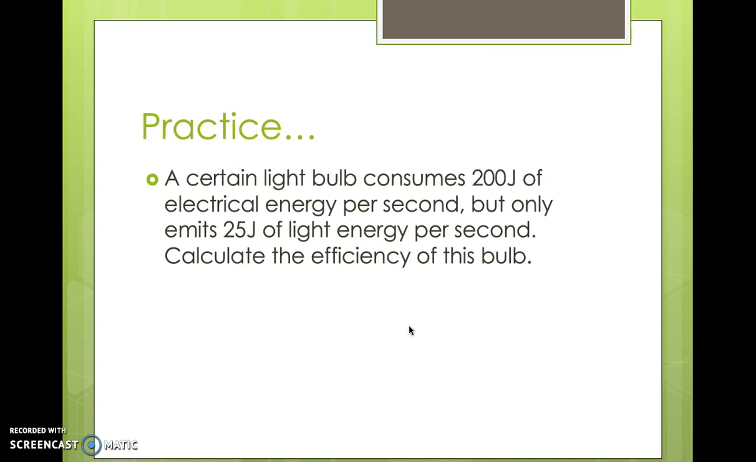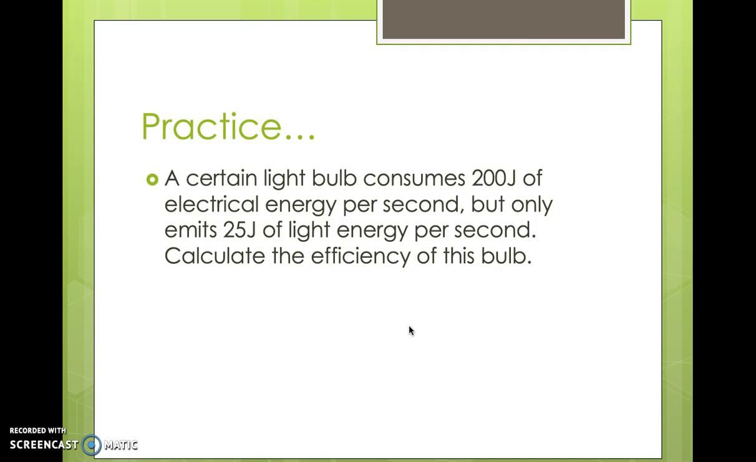Another practice. A certain light bulb consumes 200 joules of electrical energy per second, but only emits 25 joules of light energy per second. So it's taking in a certain amount of electricity and it's only giving off a certain amount of light. So we're going to calculate the efficiency of this bulb.